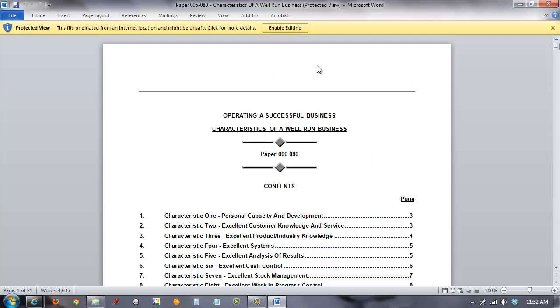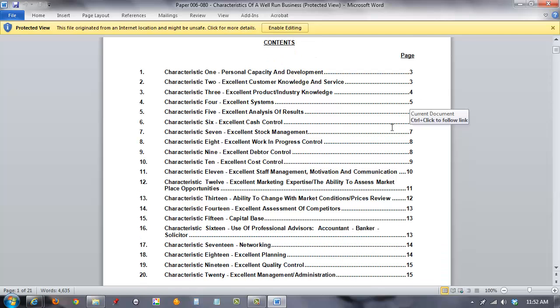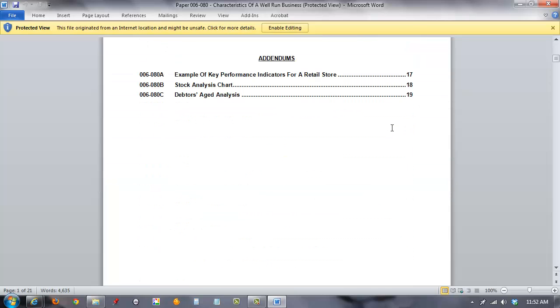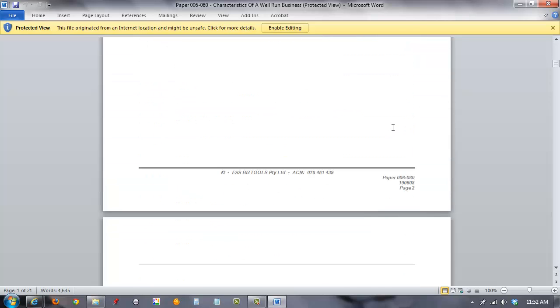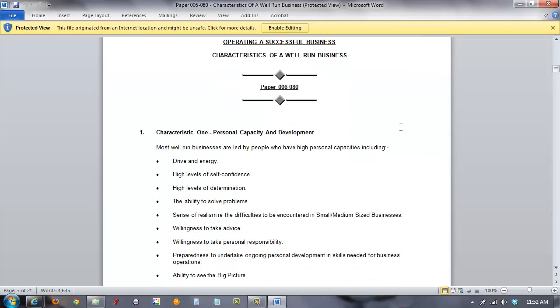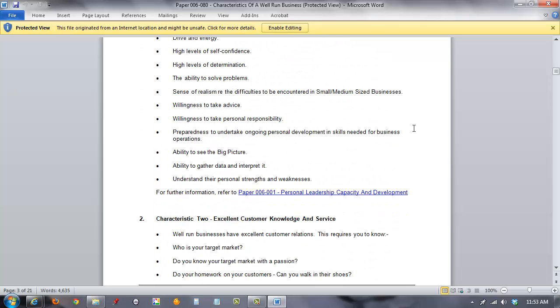You would make sure you badge this before you are handing it out. This is characteristics of a well-run business. There are 20 characteristics. The papers and PowerPoint slides are together in a module, so that there's no chance of you turning up to run this seminar and then finding you've got the wrong papers or the wrong PowerPoint slides.